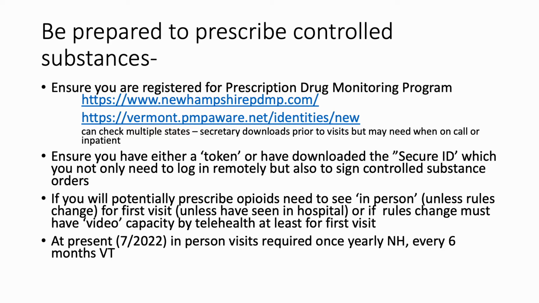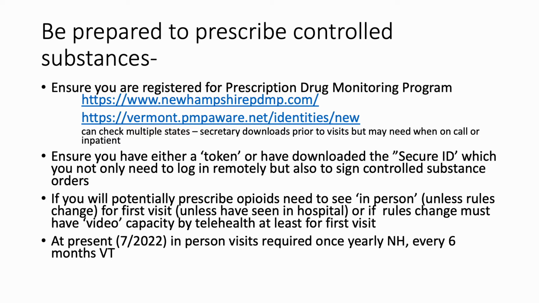The first step is to be prepared to prescribe controlled substances. You want to ensure that you're registered for the Prescription Drug Monitoring Program, New Hampshire, and if you have a license in Vermont. But either way, you can check multiple states with either the Vermont or the New Hampshire Prescription Drug Monitoring Program. You should ensure you have a token or have downloaded the RSA Secure ID app, which you will need not only to log in remotely, as you may have already found out, but also to sign controlled substance orders.